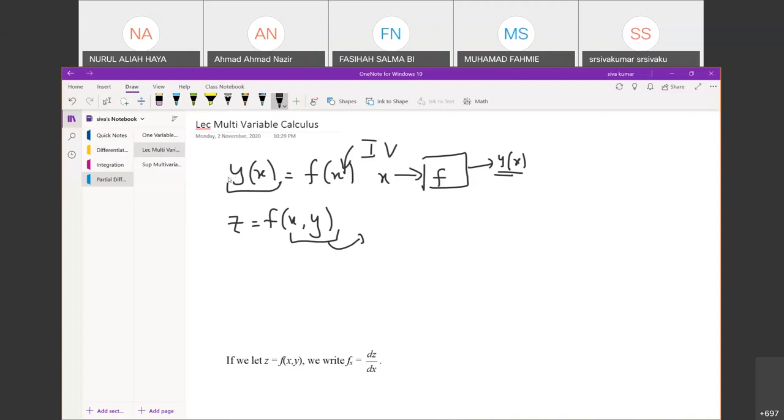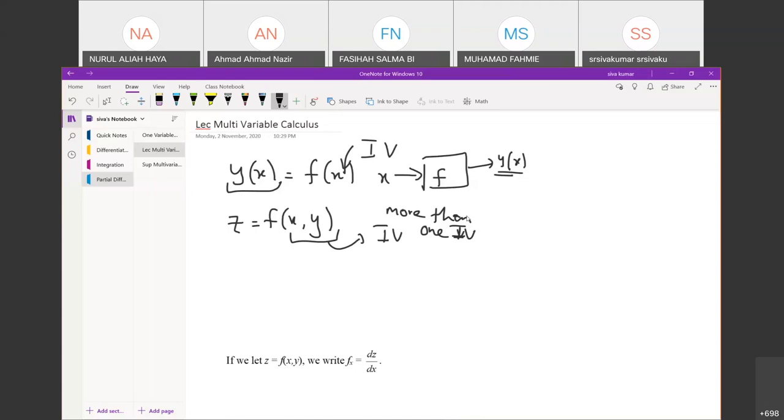You can see there are two independent variables. That means it's more than one. More than one single variable, more than one independent variable. This is the correct term to address this. More than one independent variable means automatically you are in the multivariable portion.